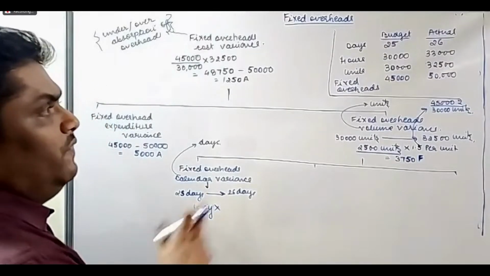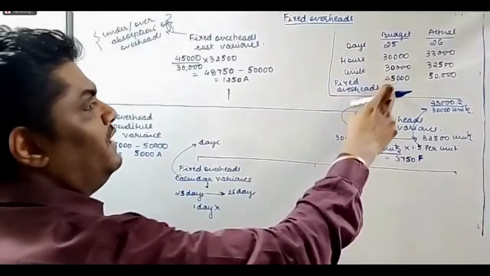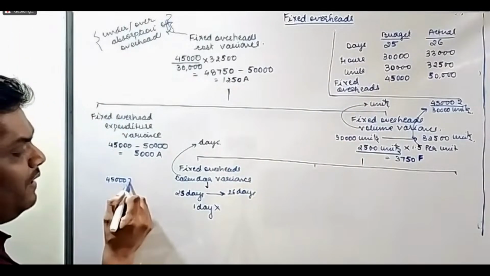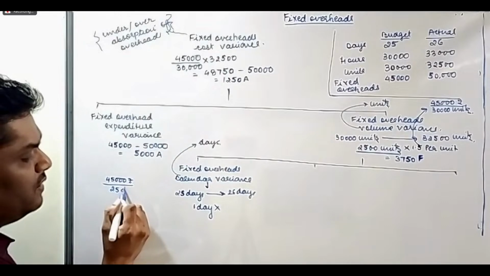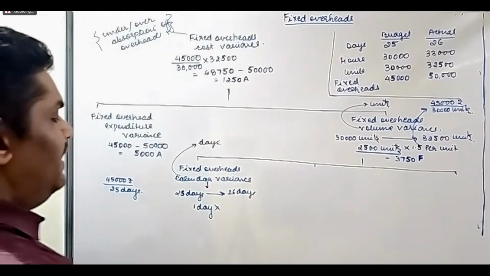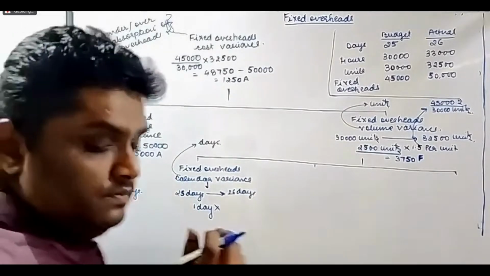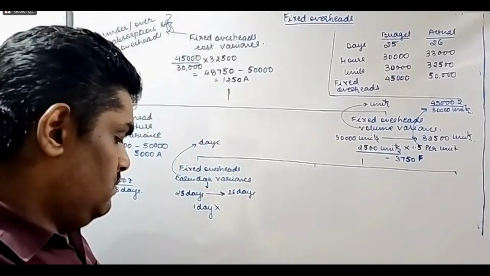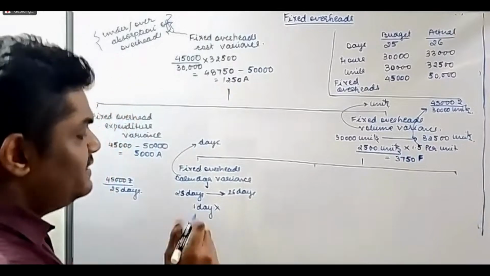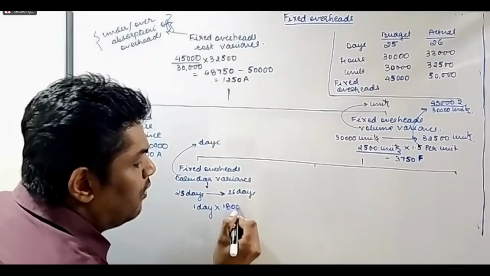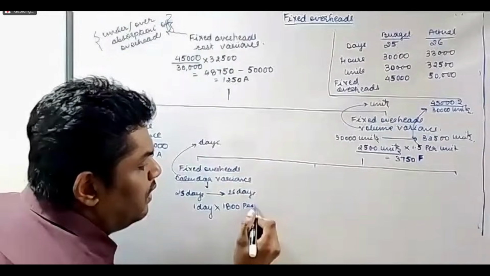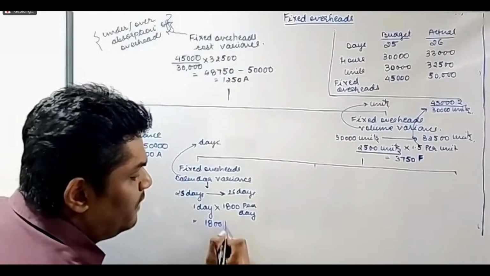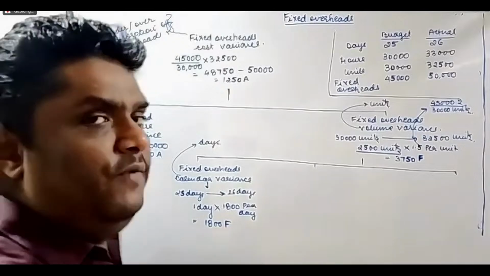Since it is the day, we'll be taking the rate per day. So 45,000 rupees divided by 25 days gives us the rate per day, that is 1,800 rupees per day. So this will be 1,800 favorable. Very important, this variance is favorable.